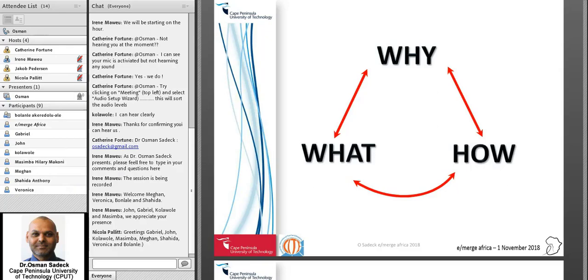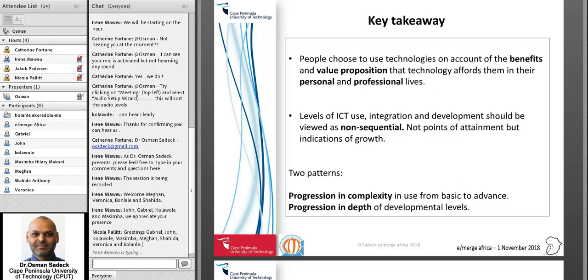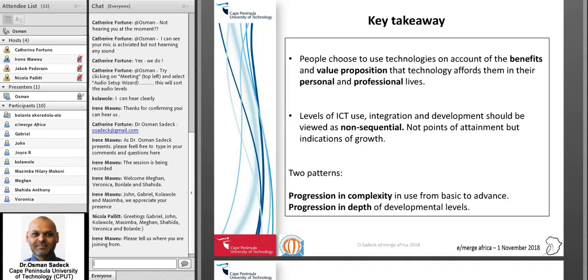So let's start off with a very important key takeaway, which sometimes comes up at the end of the session, but I wanted to give it to you right up front. And the first one, the first bullet, where I say that people choose and use technology.